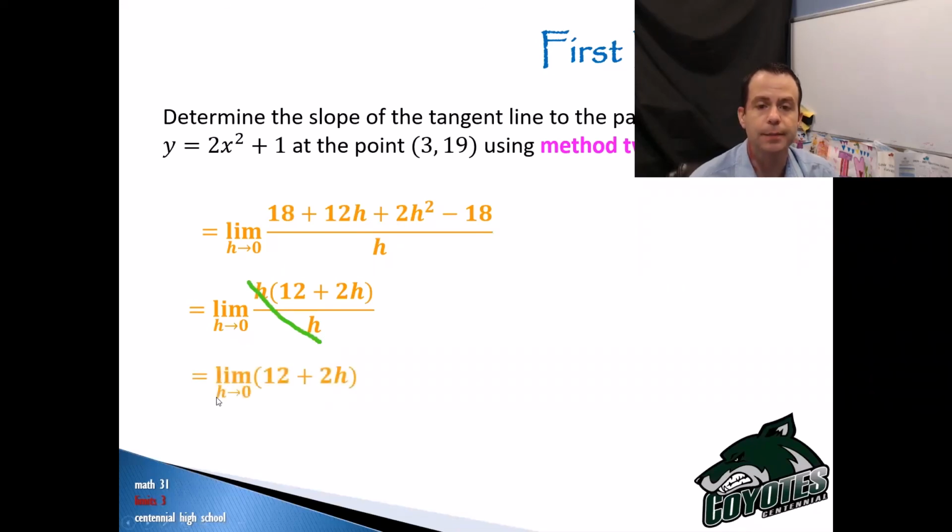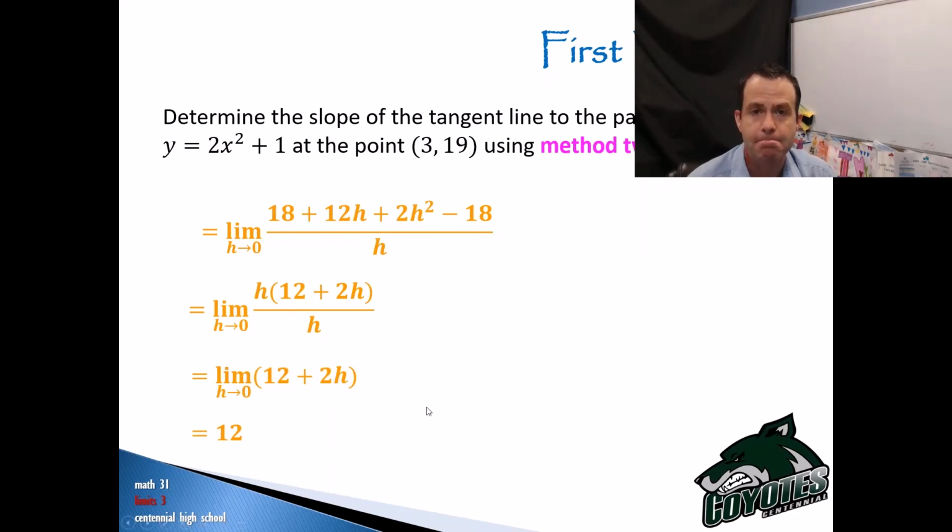Now I can look at the limit as h approaches 0 of 12 plus 2h. So I can now substitute 0 in for h and get 12. So again, the limit is 12, the slope is 12. The slope of the tangent line at the point (3, 19) is 12.